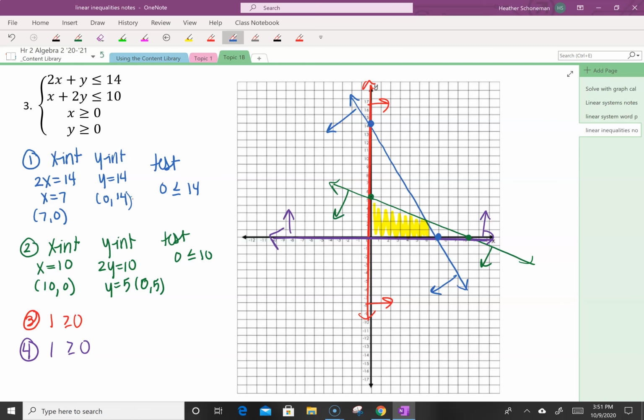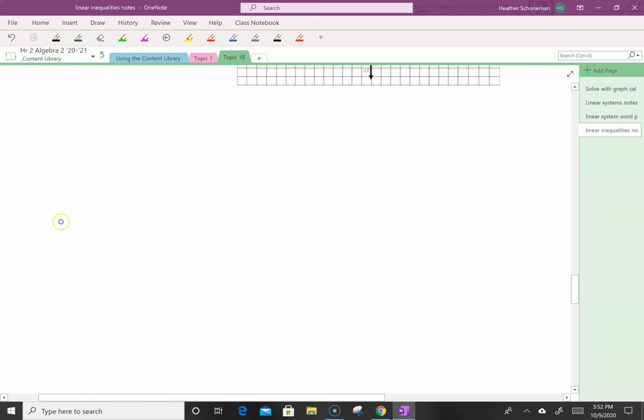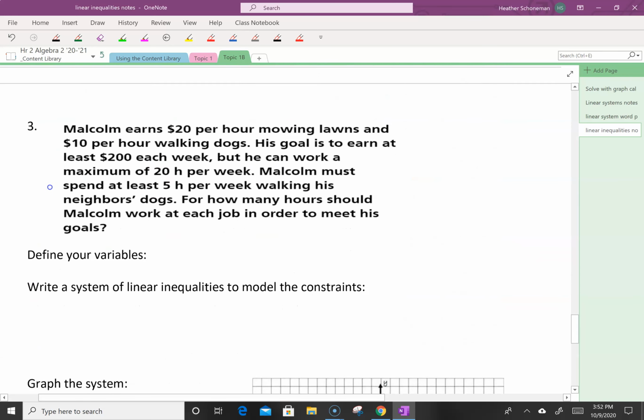So once I have all 4 constraints in there, I need to shade to the right of the red, above the purple, to the left of the blue, and to the left of the green. And I create that 4-sided figure in there, which is a quadrilateral, and I shade all the points that are inside my quadrilateral. That means any point that's in my quadrilateral will be a true point and work for my system of inequalities. All right, let's do the last one together, the word problem.